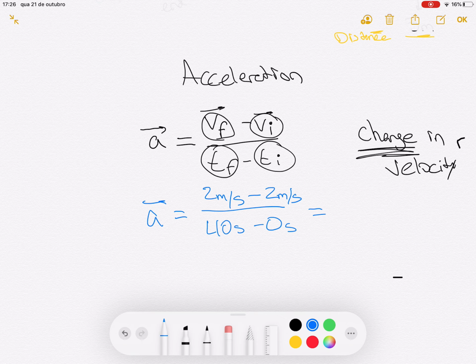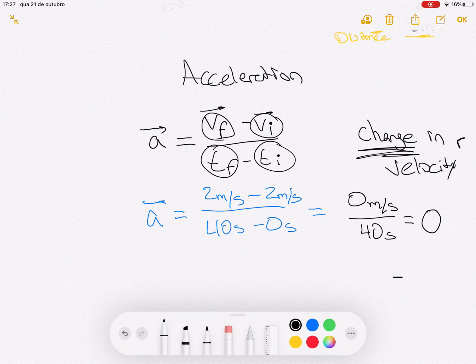Well, this is like saying if you have 5 apples, and then someone takes away your 5 apples, what do you have? You have nothing. So 0 meters per second over 40 seconds minus 0 seconds. That would be if you have 5 apples and no one takes any apples from you, what do you have? Well, you have the same number of apples that you started with, which means 40 seconds in this case, since we're not talking about apples. And so what do we know about 0 divided by any number? We know that it equals 0.